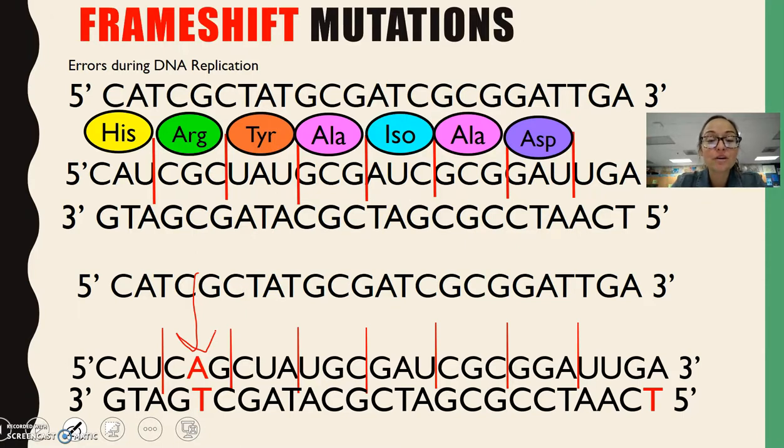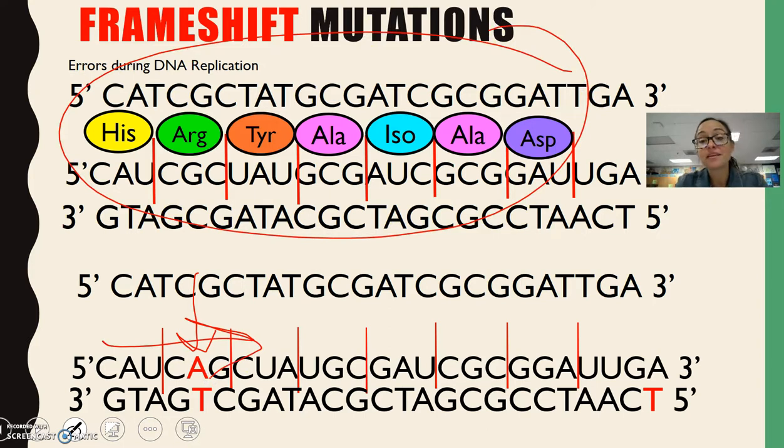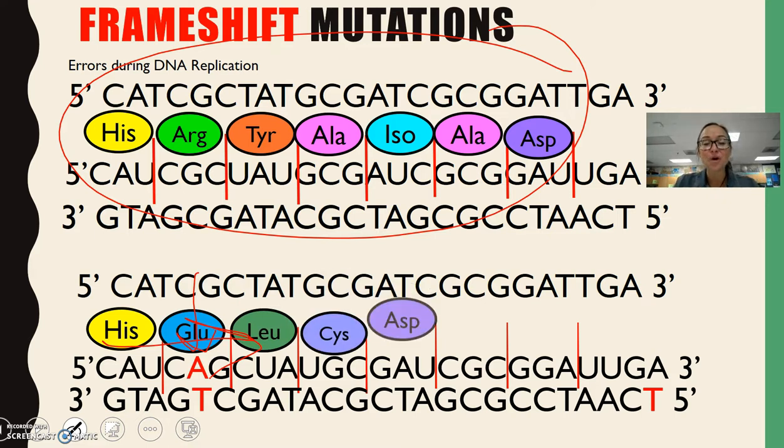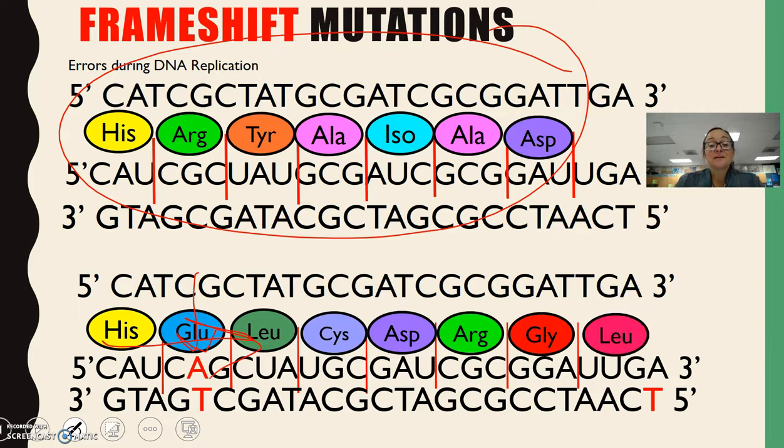If you look at the codons above in this example and compare them to the ones below, everything has been shifted this way. So now, the first amino acid is still histidine, but the next one is now probably glutamic acid. And as you continue to read these codons, it's a completely different protein than what we had originally. By adding one nucleotide, you've shifted everything over, and that can have huge consequences for the overall shape of the protein.